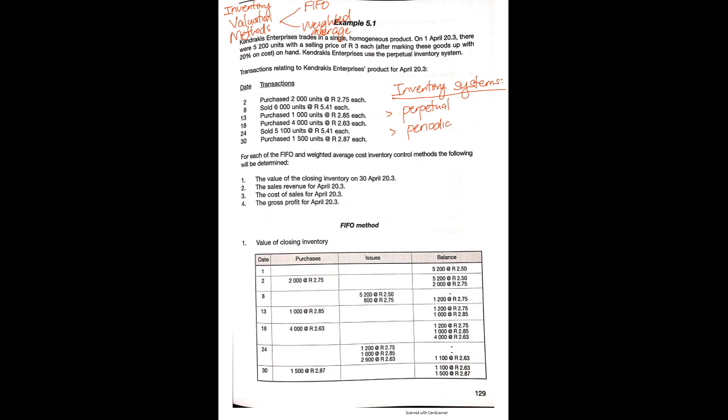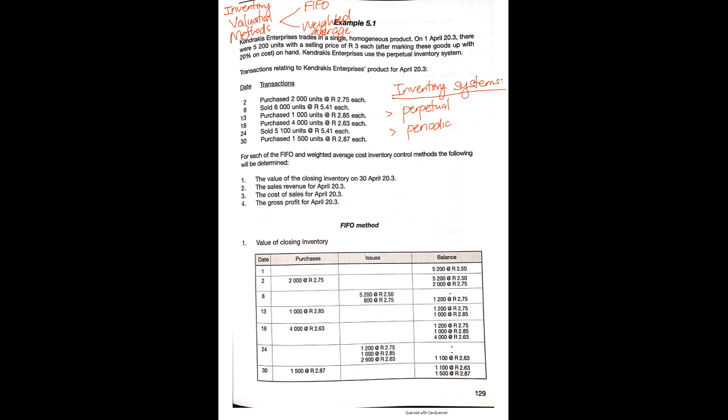So, today I am going to be looking at the inventory valuation methods. They form part of the first part of Learning Unit 5. And I'm going to take you through example 5.1, where it is looking at both of the inventory valuation methods that we will be using for the purpose of this module. And we're looking at whether it is under a perpetual inventory system or a periodic inventory system.